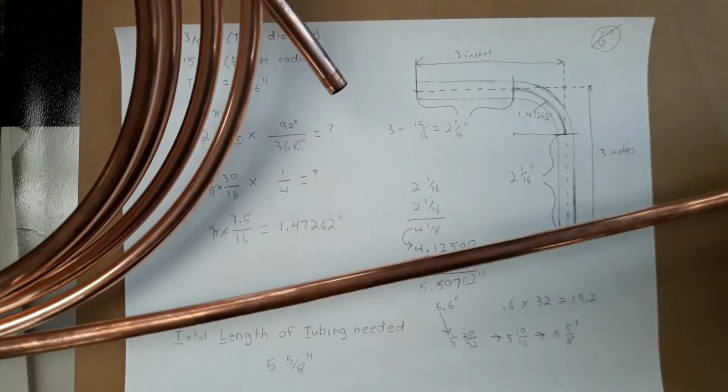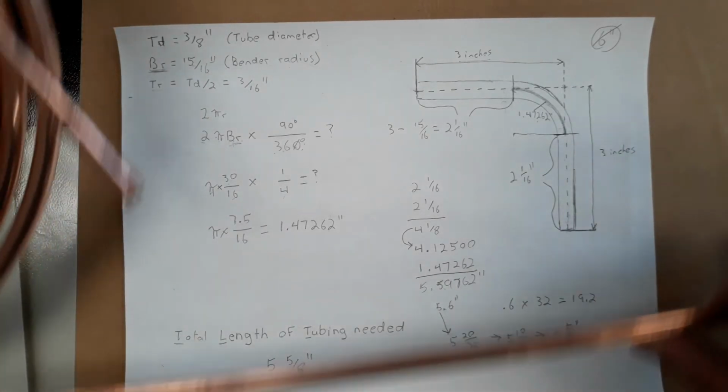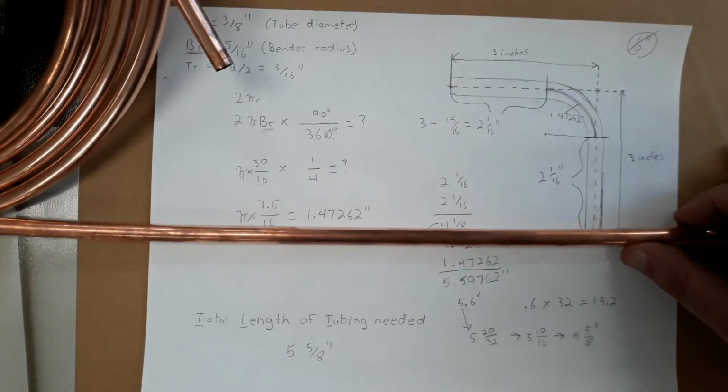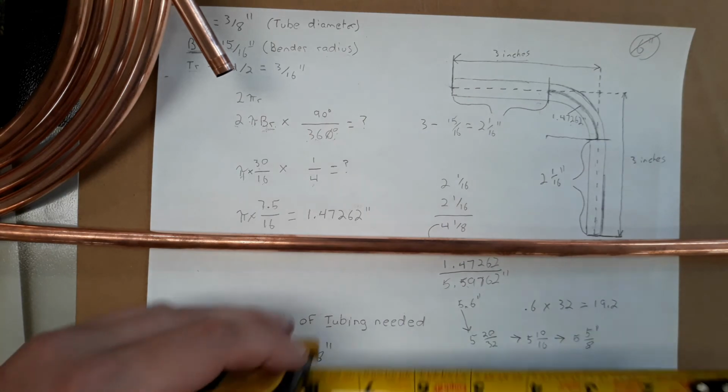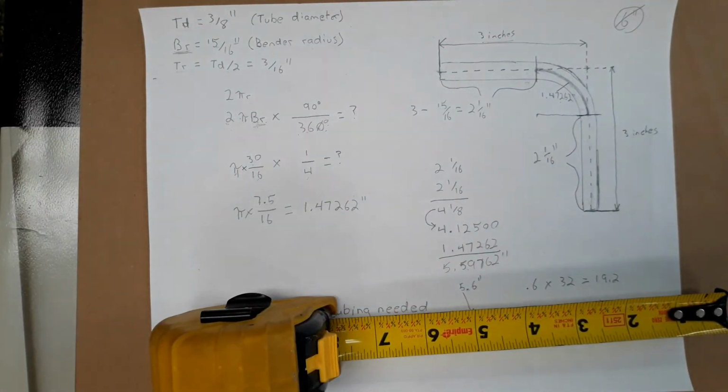So here I've just got a roll of copper. Right, you see I'm starting out with a roll of copper. I'm going to grab my measuring tape. I'm going to measure from the right side in this case. I'm going to flip it around and go the other way.